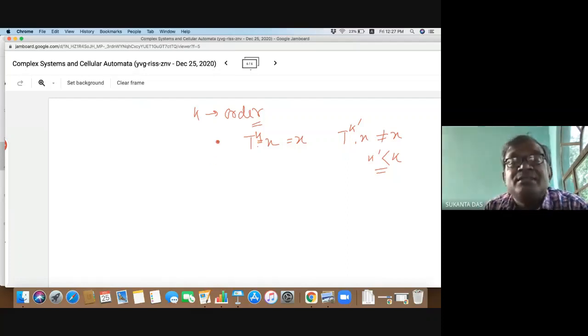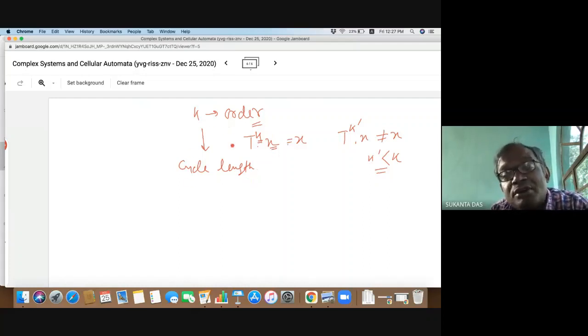This order actually implies the cycle length. Since X is a cyclic configuration, it lies in some cycle. And if it forms a group of order k, then the CA has a cycle of length k. So this k is also the cycle length of the cellular automaton.